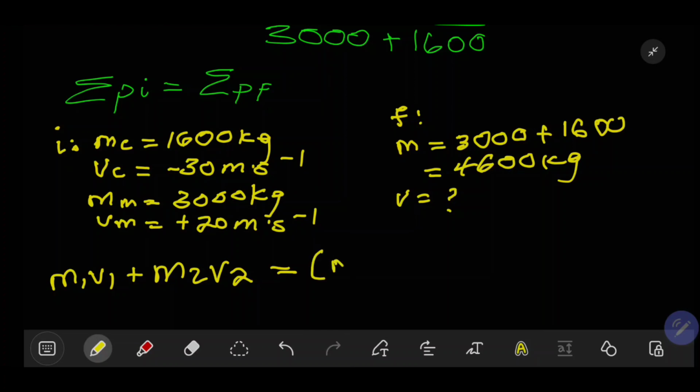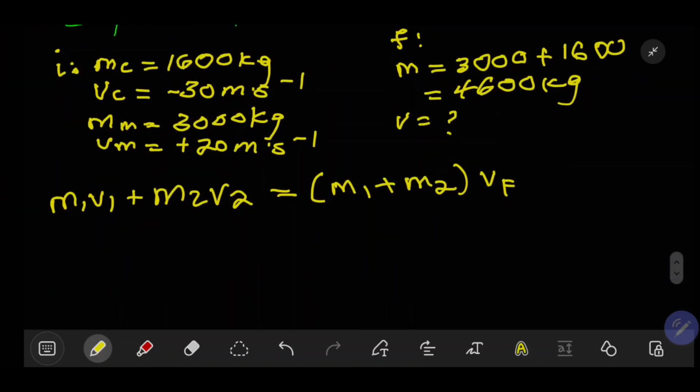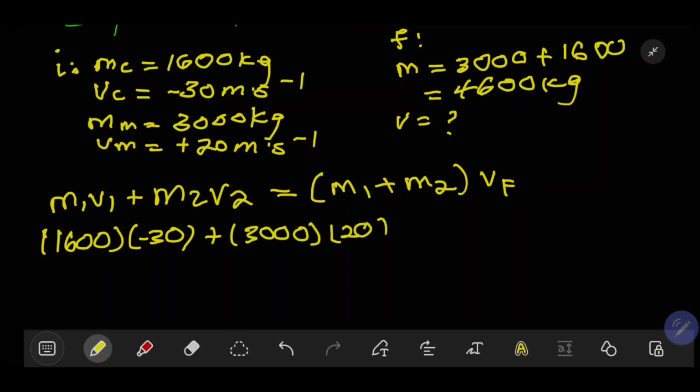It means we have the mass of the minibus plus the mass of the car, and they are sharing the velocity. All right, then we know that our mass one was 1600, times negative 30, which is our v, plus mass 2, which is 3000, multiplied by 20, equals the sum of the two masses, 4600, multiplied by the v final.